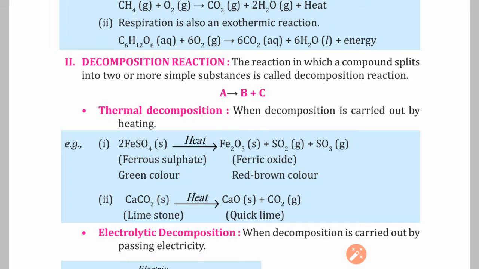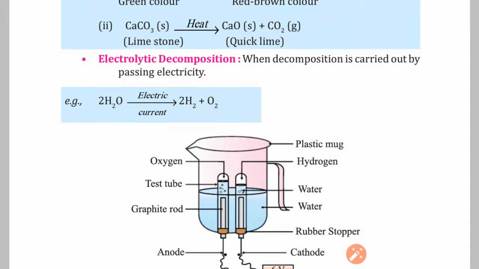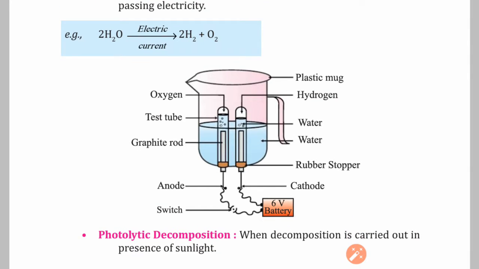Thermal decomposition involves heat effect. Electrolytic decomposition is carried out in the presence of electricity. Common example: electrolysis of water gives hydrogen and oxygen. You can see when electricity is provided with the help of an external source like a battery, at the anode there is release of oxygen, and at the cathode you see the formation of hydrogen.